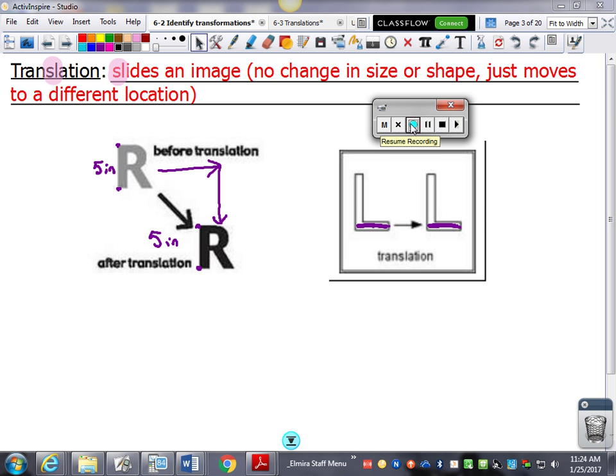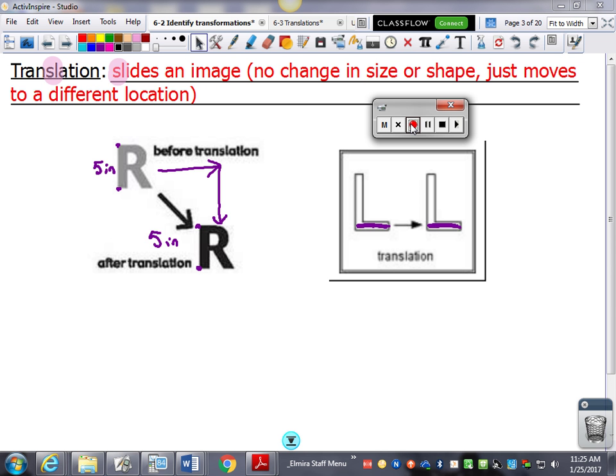Okay, a translation is where you slide. See how a SL is in the middle of the word translation, and it's at the beginning of the word slide. Where you slide an image. Notice that it doesn't change in size, it doesn't change in shape, it doesn't flip over, it doesn't turn, it just moves.